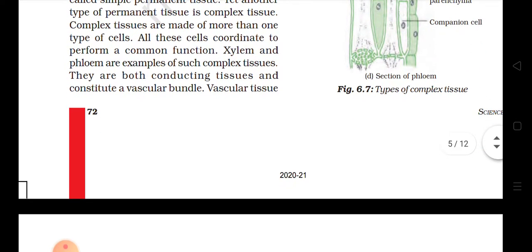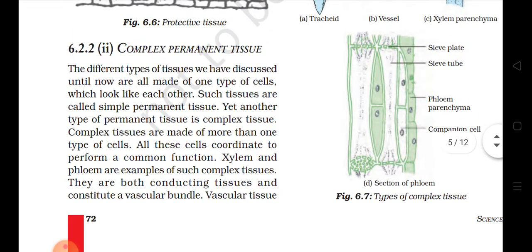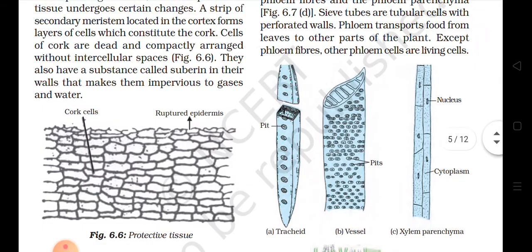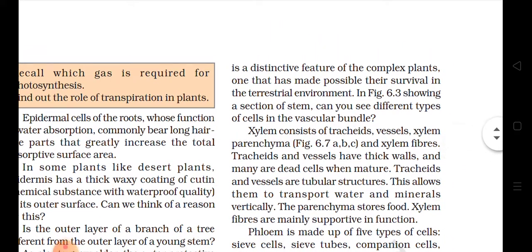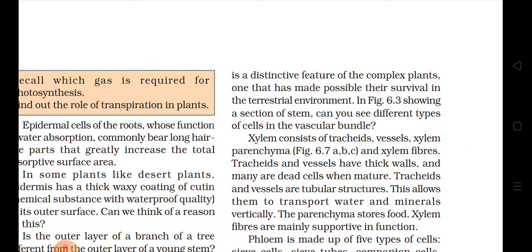Xylem and phloem are also known as vascular bundles. Now, xylem is used for transportation of water and minerals. Water and minerals are transported with the help of root and stem. Its flow is known as unidirectional flow.